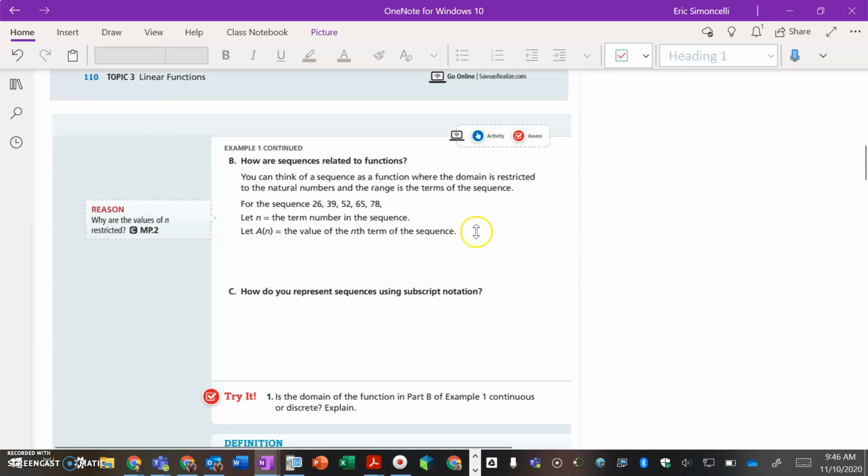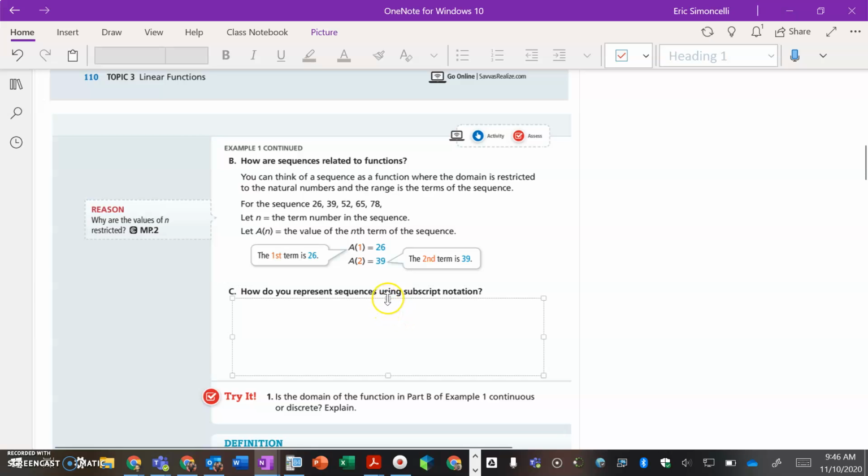Let's continue from here. So a of 1 would be 26. The first term, as you see, is 26. While a of 2, the second term, is 39. So in a sense, you can consider this like an ordered pair, as when we discussed ordered pairs in this particular notation, (1, 26), (2, 39). Okay? So let's continue.